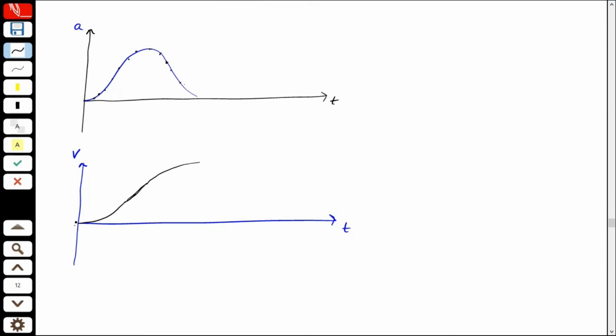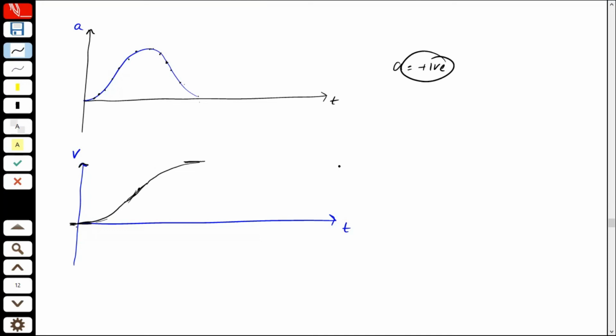So the gradient of the velocity time graph is zero over here and it is zero at this point because the acceleration is zero. Acceleration is positive and increasing, so the gradient is positive and increasing up to this point. Then it starts decreasing and becomes zero at this point. So acceleration is positive throughout. This means the gradient of the velocity time graph should be positive, so that's why the gradient is positive throughout.